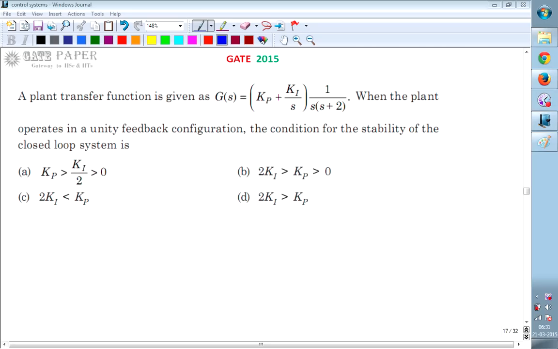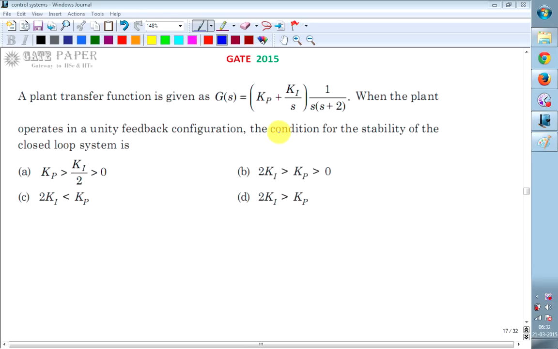Hello, we are discussing the GATE 2015 ECE paper. A plant transfer function is given as G(s) = (Kp + Ki/s) · 1/(s(s+2)). When the plant is operating in a unity feedback configuration, find the condition of stability for the closed loop system.